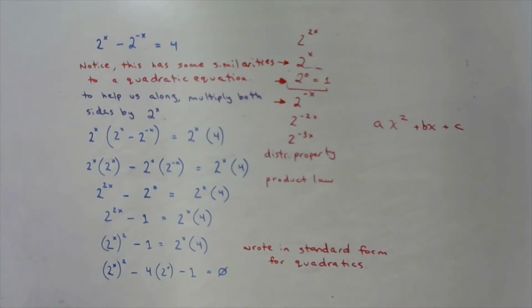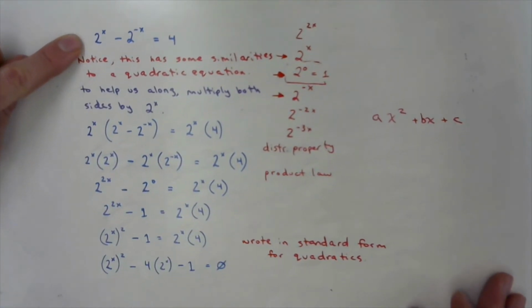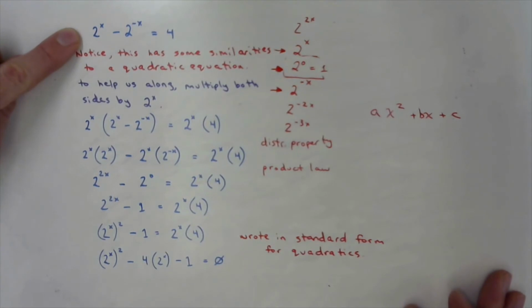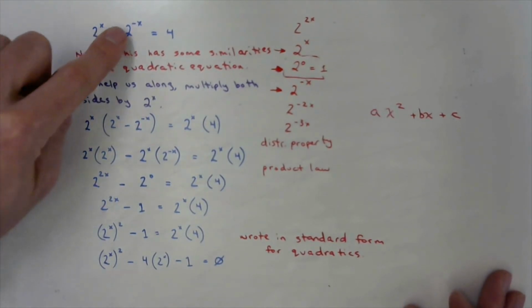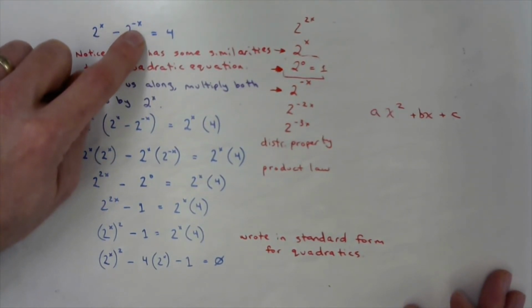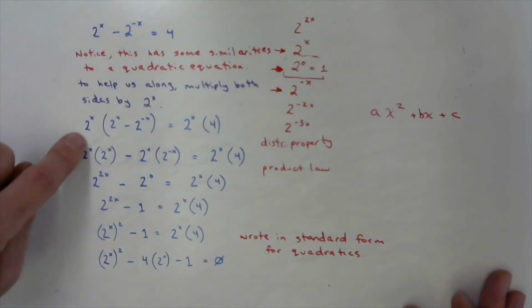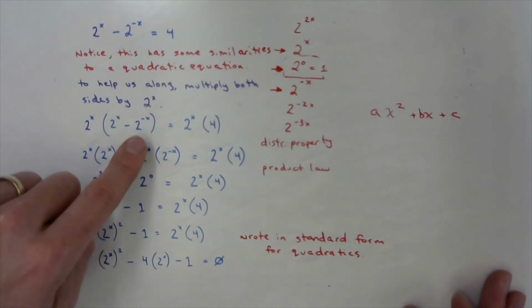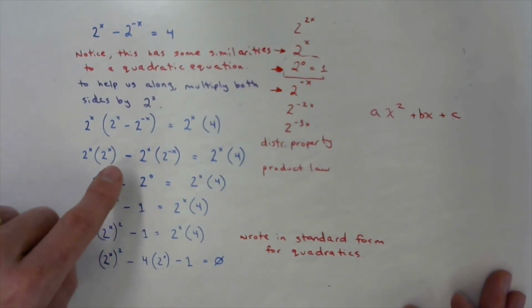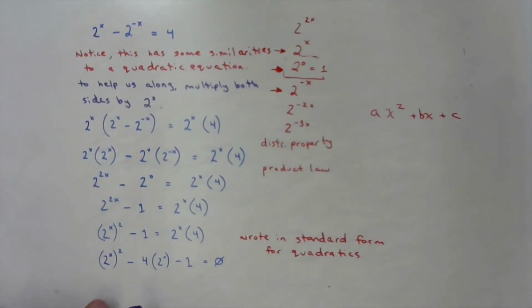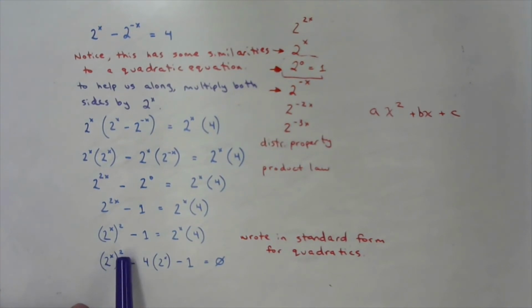Okay, this is where you kind of take a break and say, what did we do? We saw that there were descending powers here, but we didn't want to work with a negative power. So we multiplied every term by the variable 2 to the power of x. Once we did that, we eliminated our negative exponent using the product law, and as we simplified it down, it ended up giving us a quadratic where we had our variable squared minus 4 times the variable minus our constant, set equal to 0.